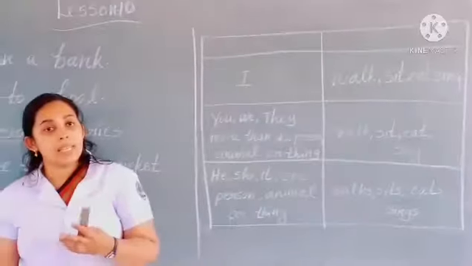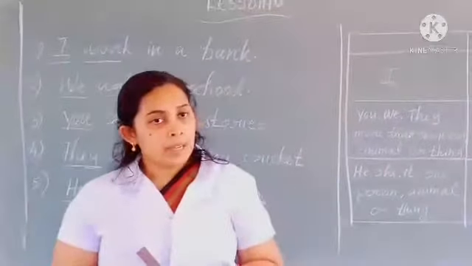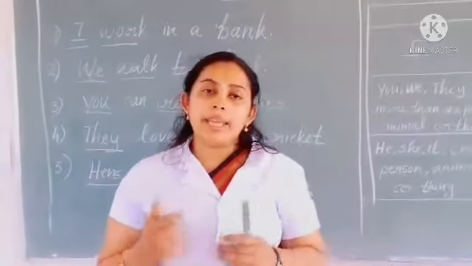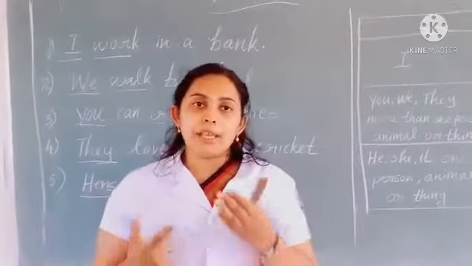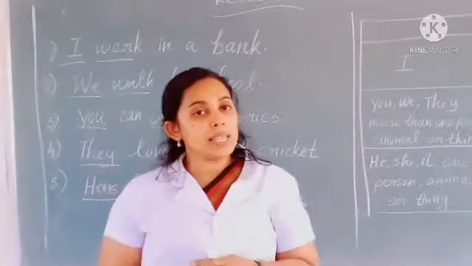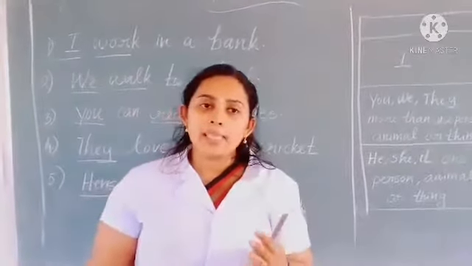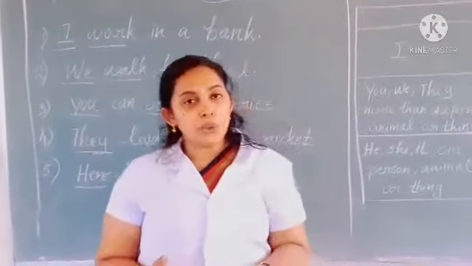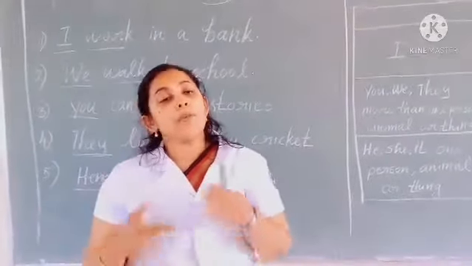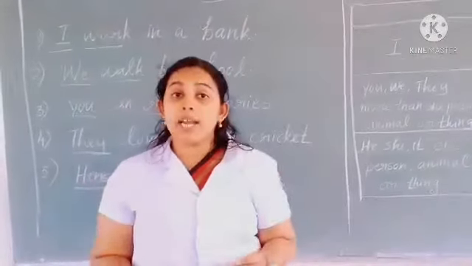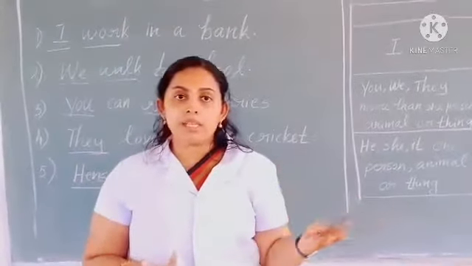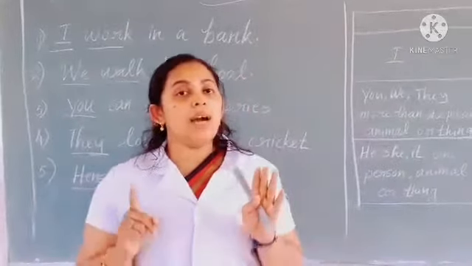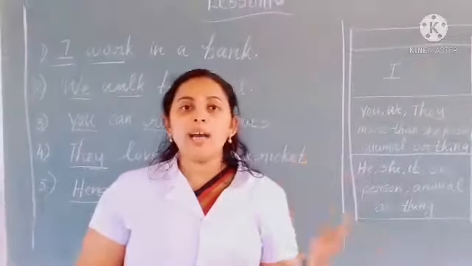So what we have discussed in the grammar session today? Yes, in simple present tense, if the noun is singular, one, he, she, it, one person, one animal or one thing, in such cases we can add s with the verb. If the noun is I, you, they or more than one person, more than one animal, two or three animals, more than one thing, in such cases, we do not add s with the verb. We can use only the verb.